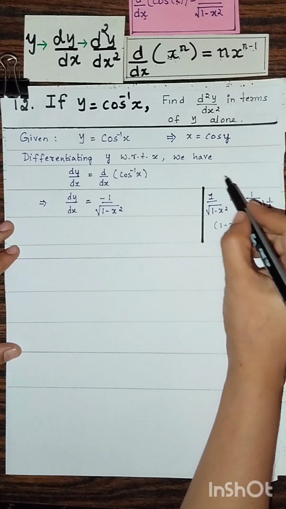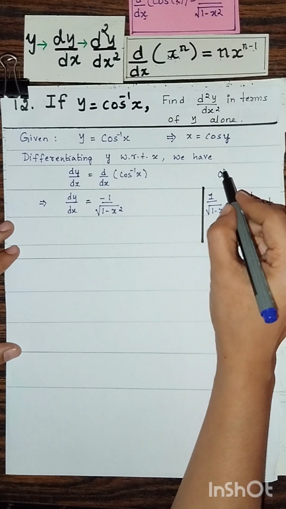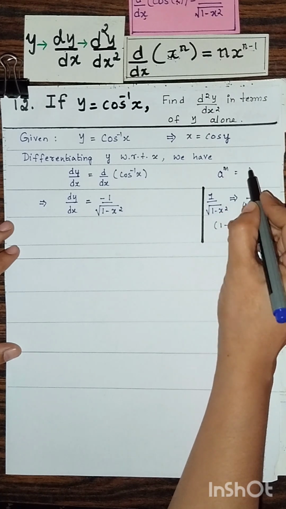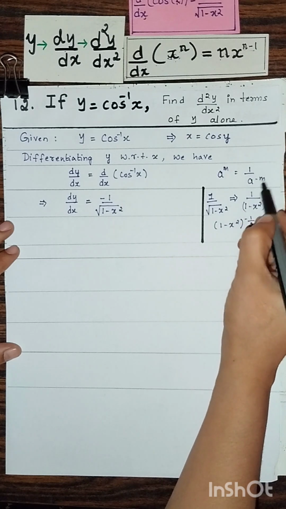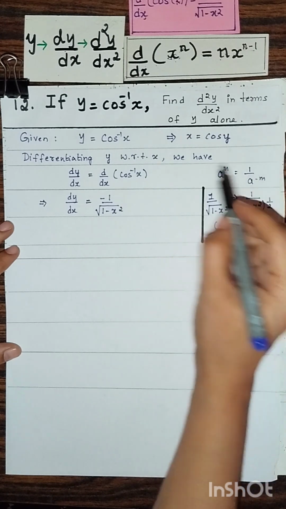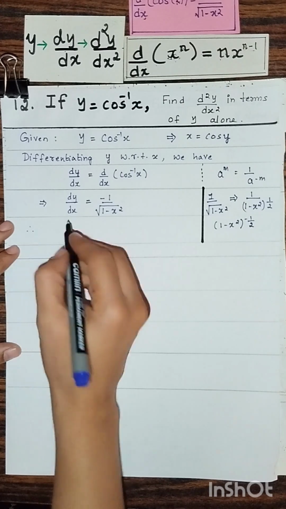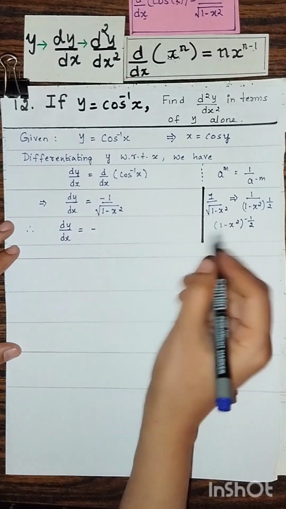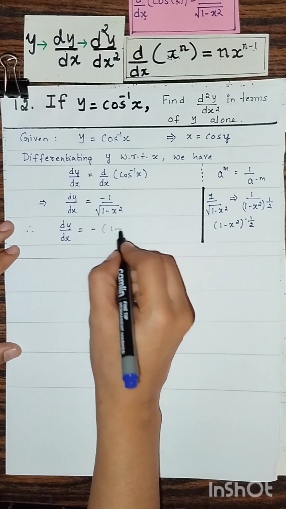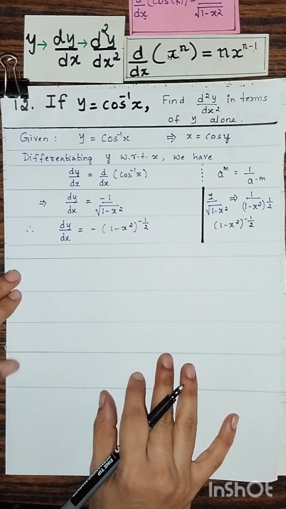By the exponent rule, when you have a to the power m, we will write it as 1 by a to the power minus m. Or when we have 1 by a to the power minus m, we will write it as a to the power m. So using this, we will write dy by dx is equal to minus, this we will be writing as 1 minus x square to the power minus 1 by 2.